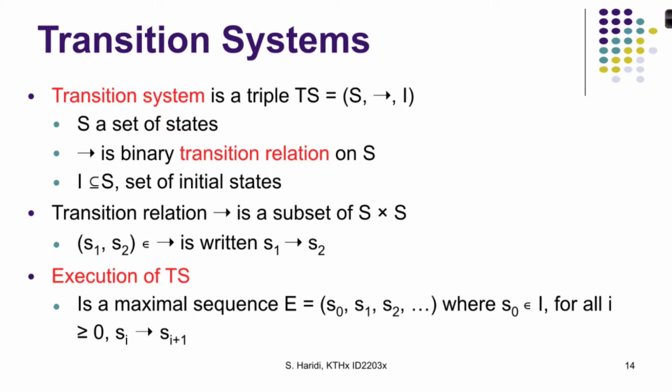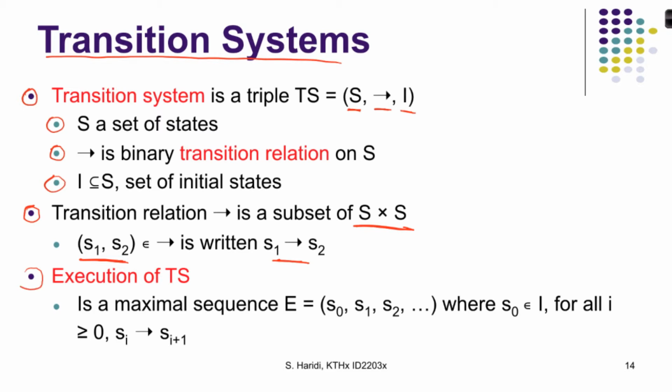So let us go through the formal definition of a transition system. A transition system is a triple consisting of a set of states, a binary relation, which is called the transition relation, and a set of initial states, which is a subset of the set of all states. The transition relation is a subset of S Cartesian product with itself, and each element in this transition relation is a tuple of an initial state and a final state. It just tells you that from S1 I can move to S2, and it's written like this.